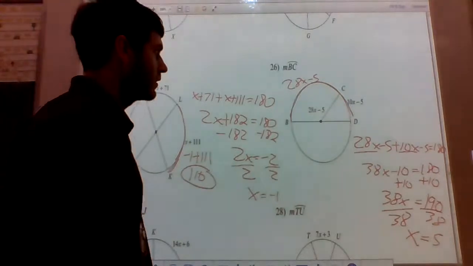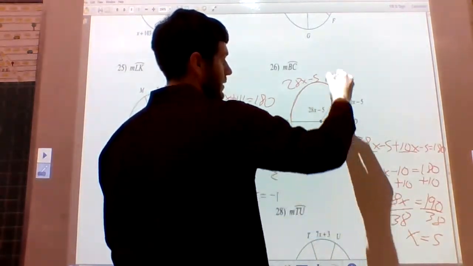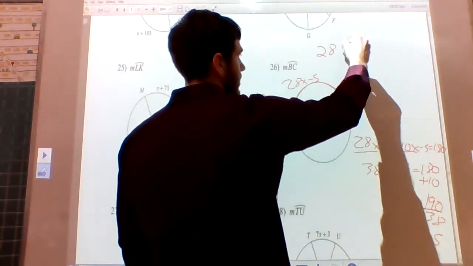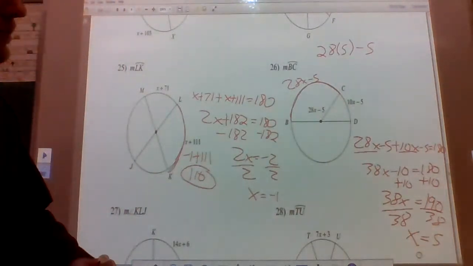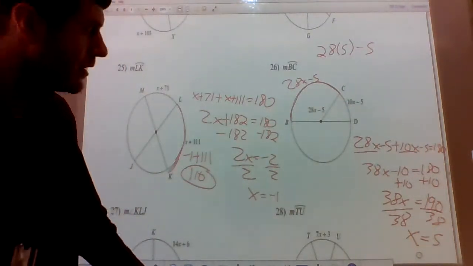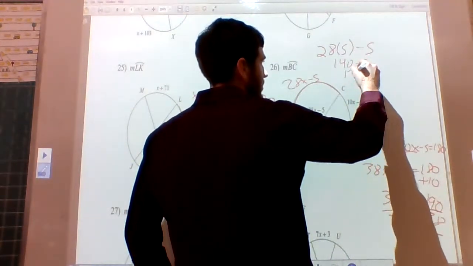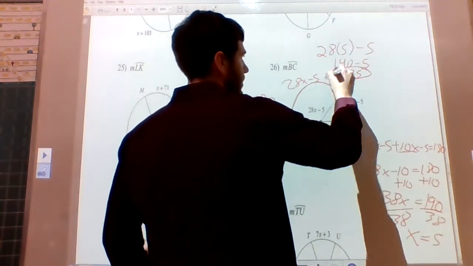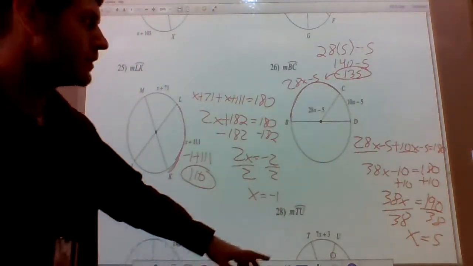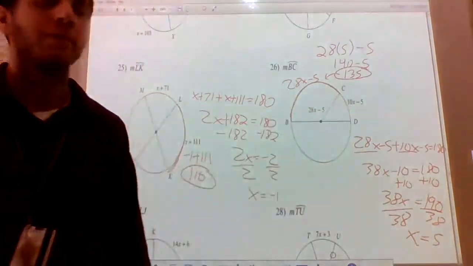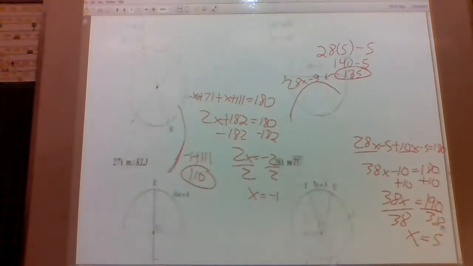We want to find the length of arc BC. So that is 28 times 5 minus 5. 30 times 5 is 150. 150 minus 10 is 140. So we have 140 minus 5, which is 135. So the measure of arc BC is 135. If we put 5 in here, that's 50 minus 5 is 45. So we know we have the right answer. 27 and 28.